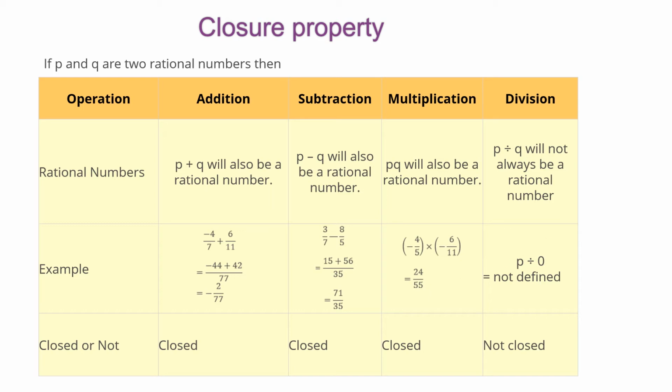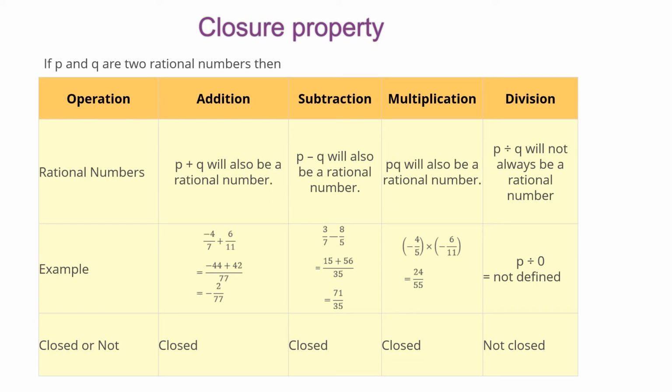Now when we check for division, if we divide any number by 0, it cannot be defined. If we divide 2 upon 3 by 0, it is not defined. So for division, P divided by Q, sometimes it can be a rational number, but not always. So it is not closed under division. Rational numbers are closed under addition, subtraction and multiplication, but for division, it is not satisfied.